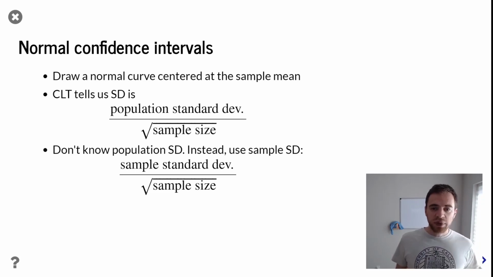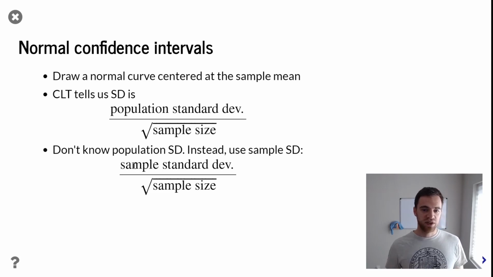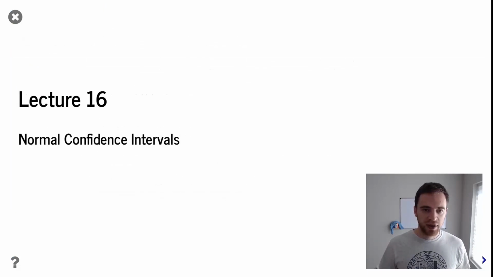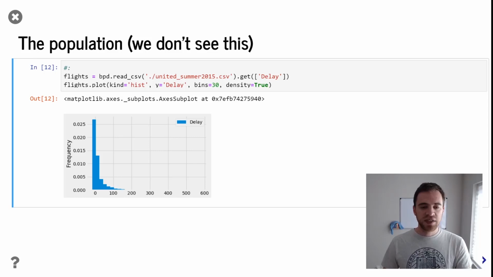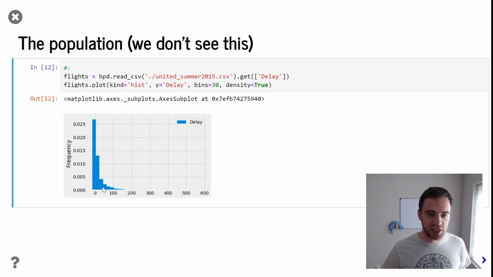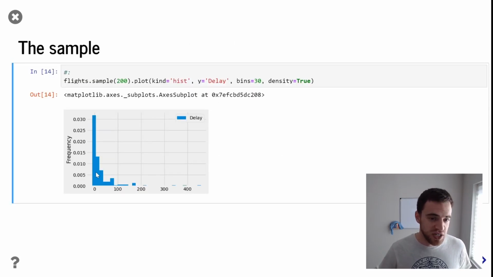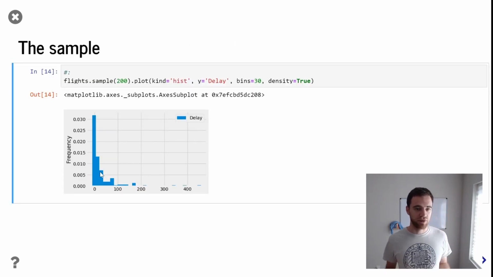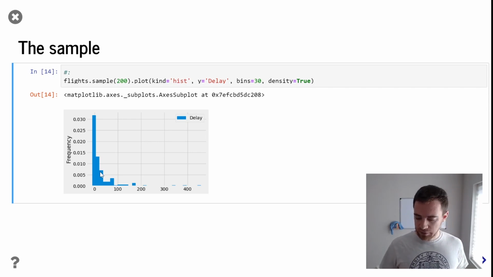Okay, so instead of the population standard deviation, we'll use the sample standard deviation. So remember, the population is a histogram that we don't have access to. That histogram has a certain standard deviation. I'm going to go way back here. This is the population distribution. It has some standard deviation, even though it's not a normal distribution, and I don't know it. What I'm going to do is instead calculate the standard deviation of the sample, which I have, and it'll probably be pretty close.